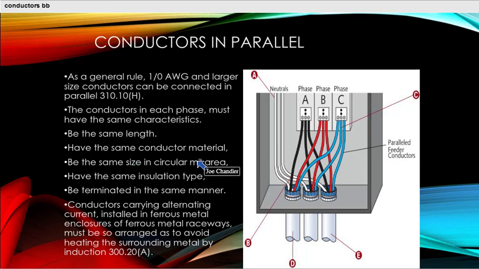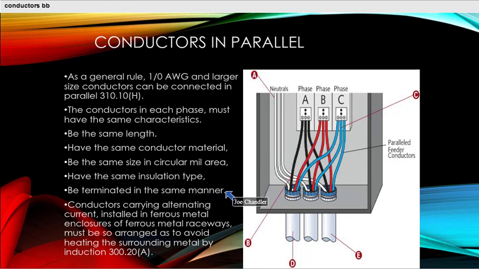Have the same size and circular mil area. So I can't take a 500 for 2 of them and a 1/0 for the third one, or any other combination of conductors. Each phase, whenever I say I'm parallel, for instance here I'm parallel 3 times, all of these conductors have to be the same size, same length, same material, same insulation type. So I can't mix those either, meaning whatever insulation is on this one has to be on this one, and on this one.